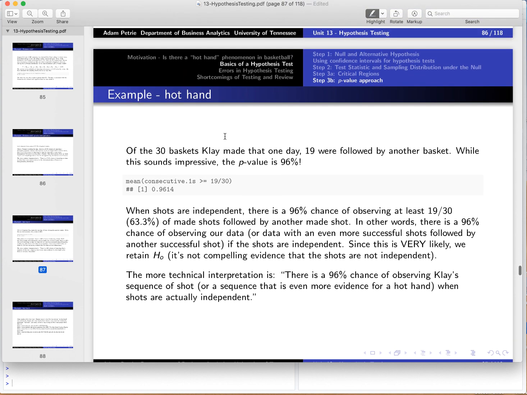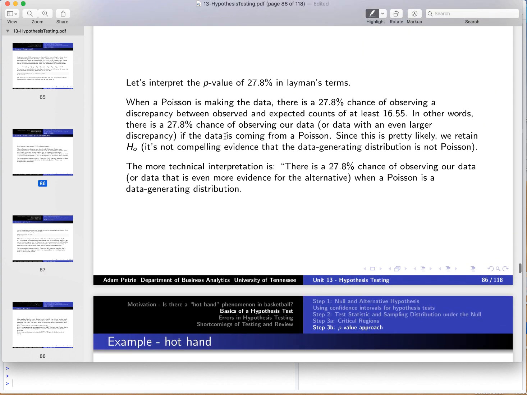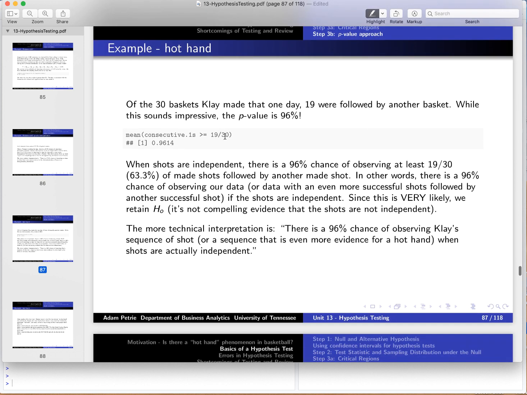Well, if we go and calculate the p-values of statistics with the hot hand with this data, we don't really find any evidence whatsoever. I think the most compelling test statistic in this case was to go and look at the 30 baskets that Clay made and then see what fraction of those shots were immediately followed by an additional basket. Well, 19 of those 30 values were.